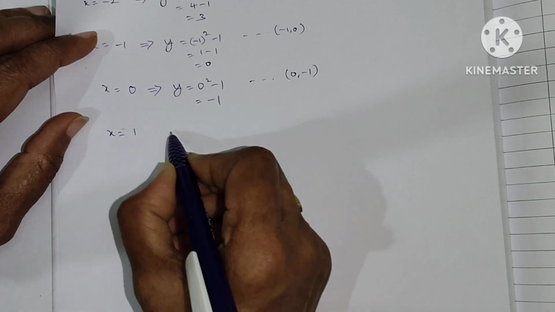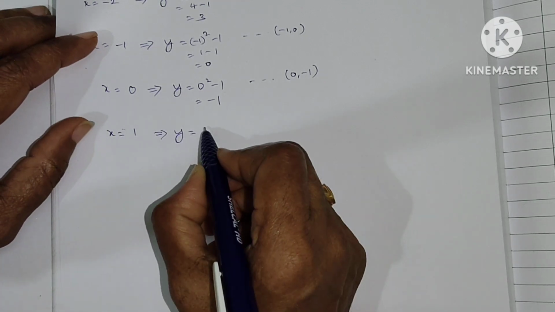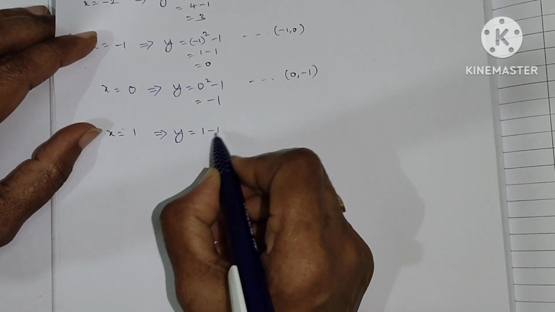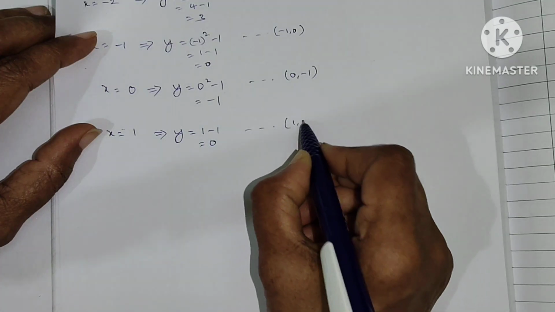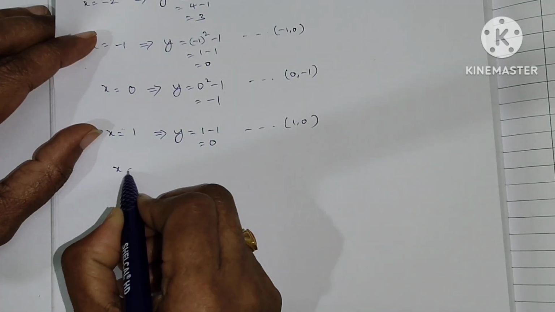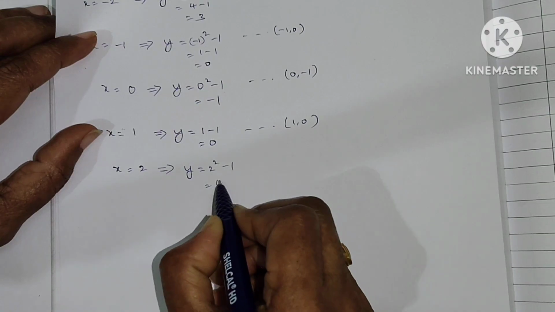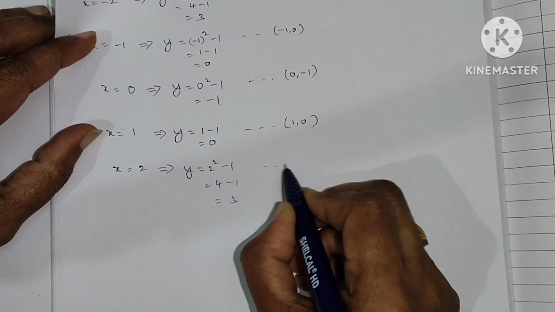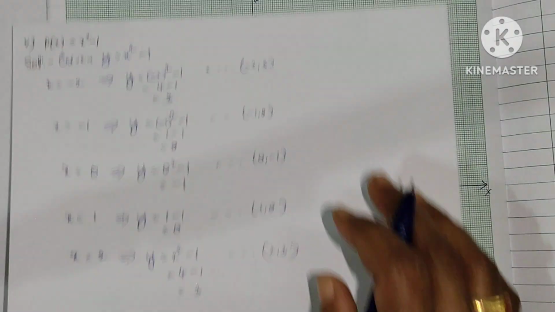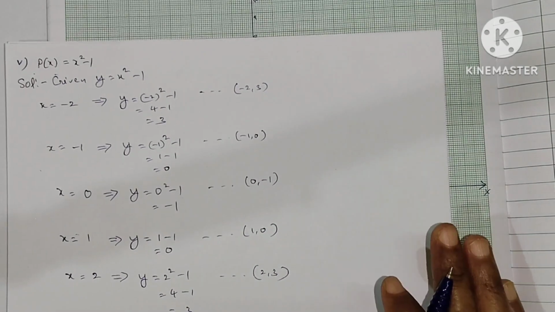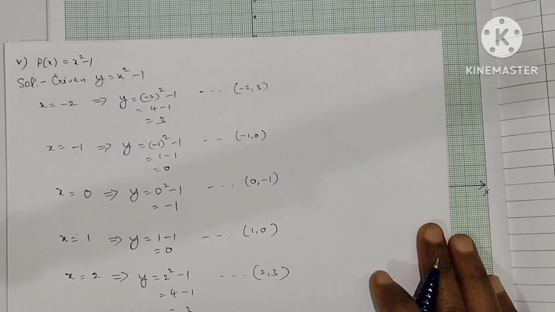Next x equals 1. X equals 1 means y equals 1 minus 1 equals 0. So 1 comma 0 is the point. Next x equals 2. That implies y equals 2 square minus 1, 4 minus 1 equals 3. So the point is 2 comma 3. So these are the points of the given equation. So we use these points and draw the diagram.